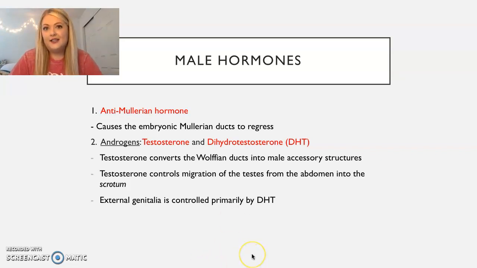And there are androgens, testosterone, and dihydrotestosterone, or DHT. And testosterone converts the Wolffian ducts into male accessory structures. And testosterone controls migration of the testes from the abdomen into the scrotum. And external genitalia is controlled primarily by DHT.